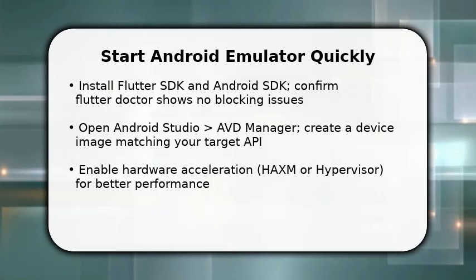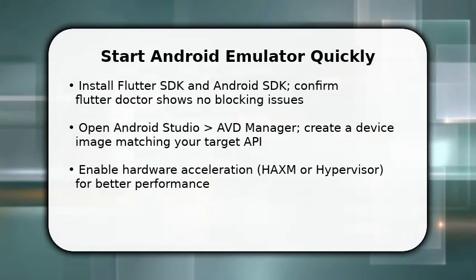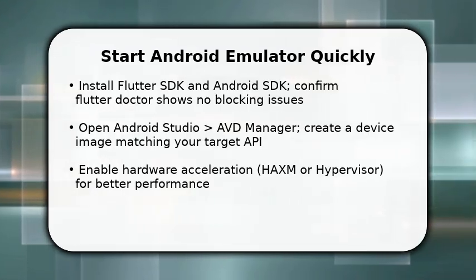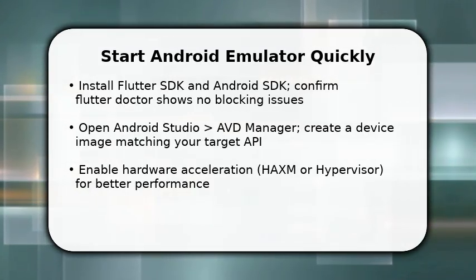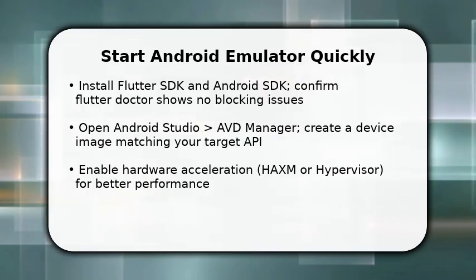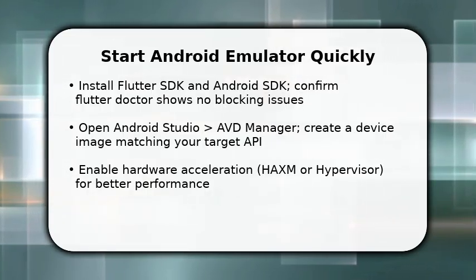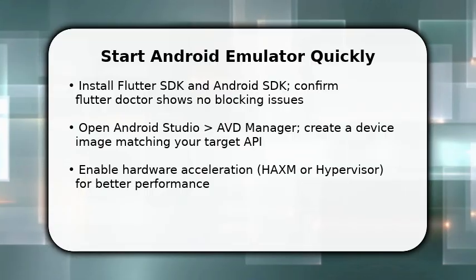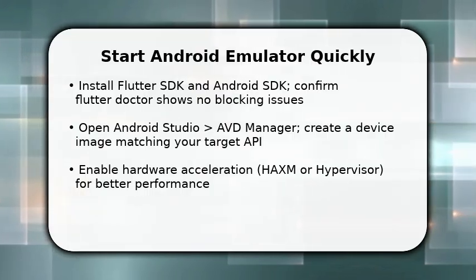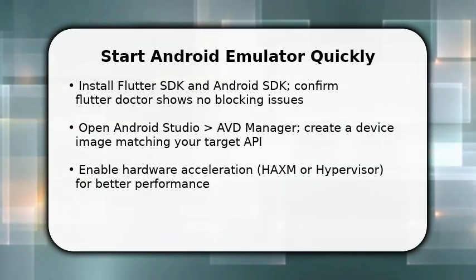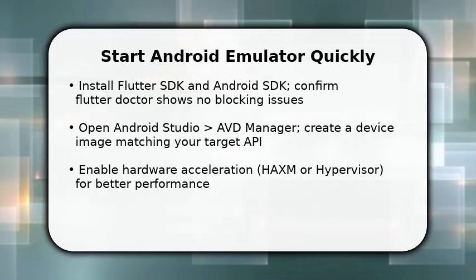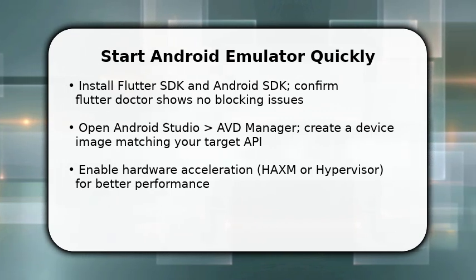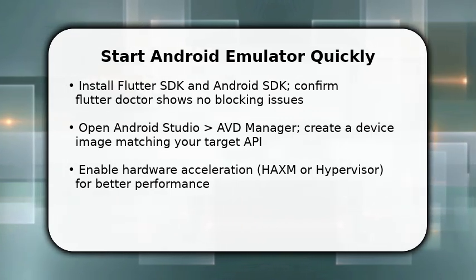You begin by verifying core tools so you can launch an emulator right away. First, run Flutter Doctor and fix only blocking items. You need the Android SDK and platform tools. Next, open Android Studio's AVD Manager and create a virtual device that matches the API level your app targets. Once done, enable hardware acceleration: HAXM on Intel or Hypervisor on ARM, because the emulator will run significantly faster and avoid common timeouts during builds.